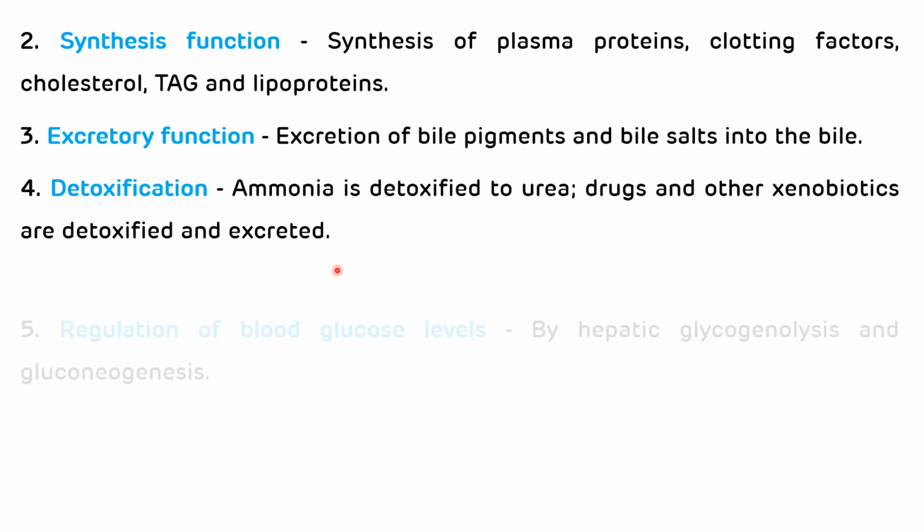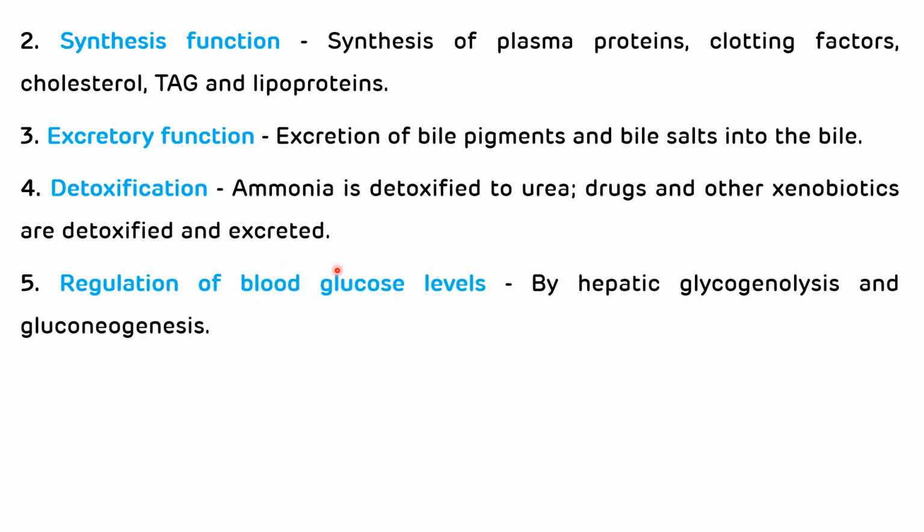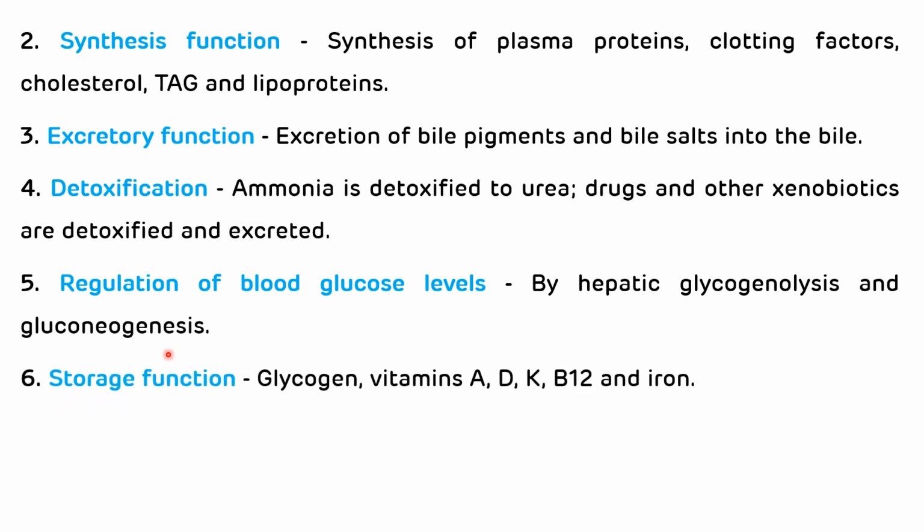help of liver. The fifth important function is regulation of blood glucose level by hepatic glycogenolysis, that is breakdown of glycogen, and gluconeogenesis, that is synthesis of new glucose from non-carbohydrate sources. And the last important function of liver is storage function. Liver stores glycogen, fat-soluble vitamins like vitamin A, D, K, water-soluble vitamin B12 and iron. So these are the various important functions of liver.